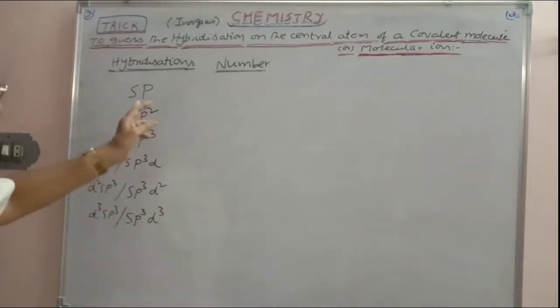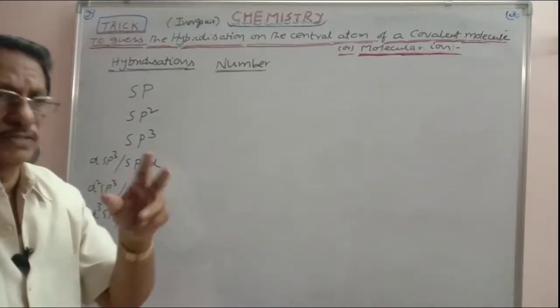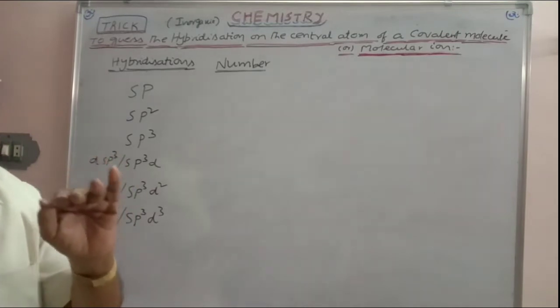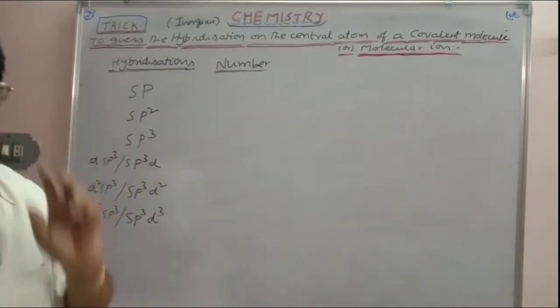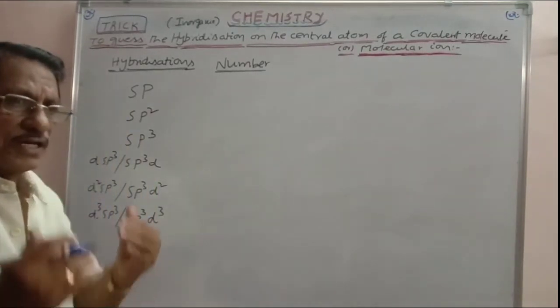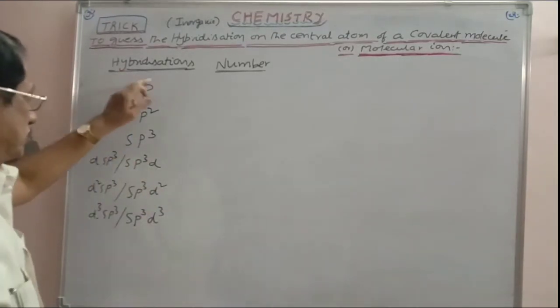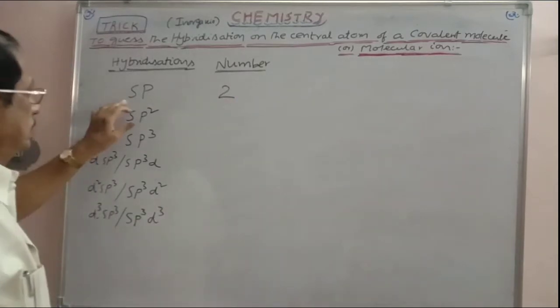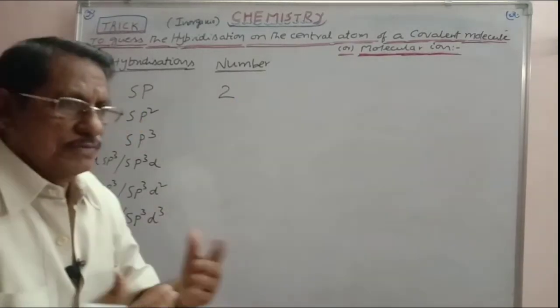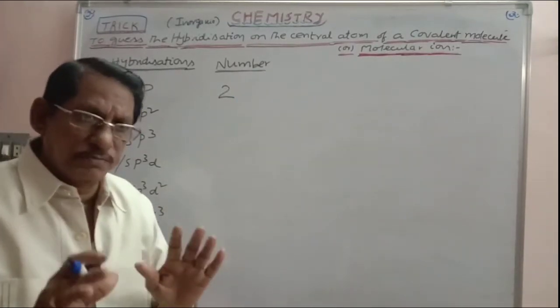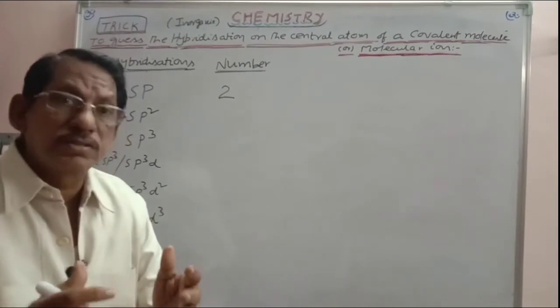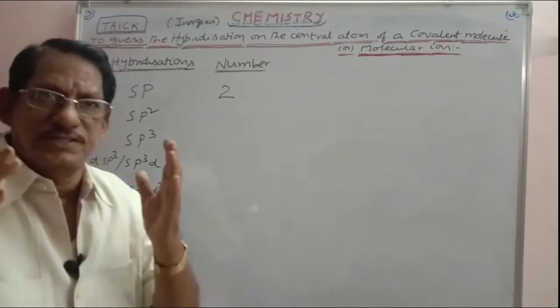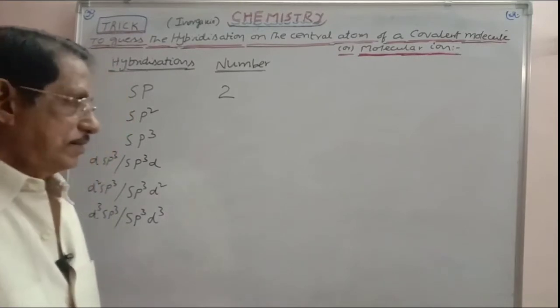In the case of sp hybridization, one s orbital is combining with one p orbital to give two equivalent sp hybrid orbitals. So how many orbitals are participating there? 1 plus 1, so the number is 2. That number you have to remember. In the case of sp hybridization, the total number of orbitals participating is equal to 2. Based on this number, we will guess the hybridization. That is the logic here, right?